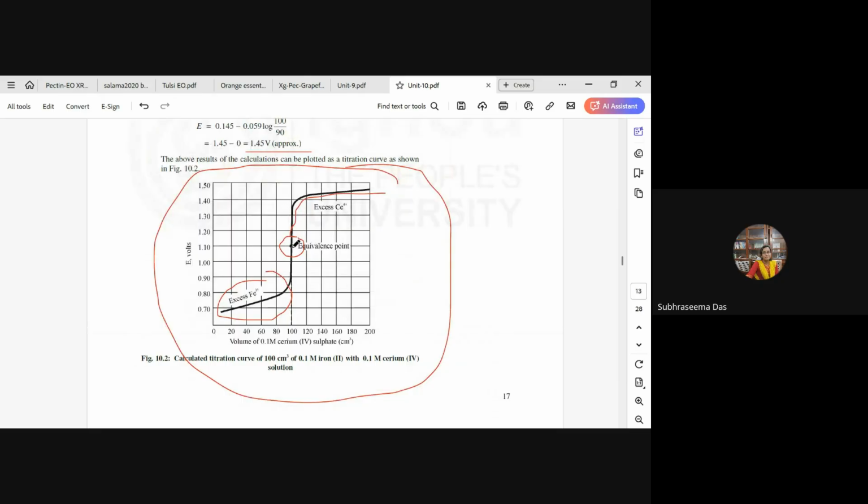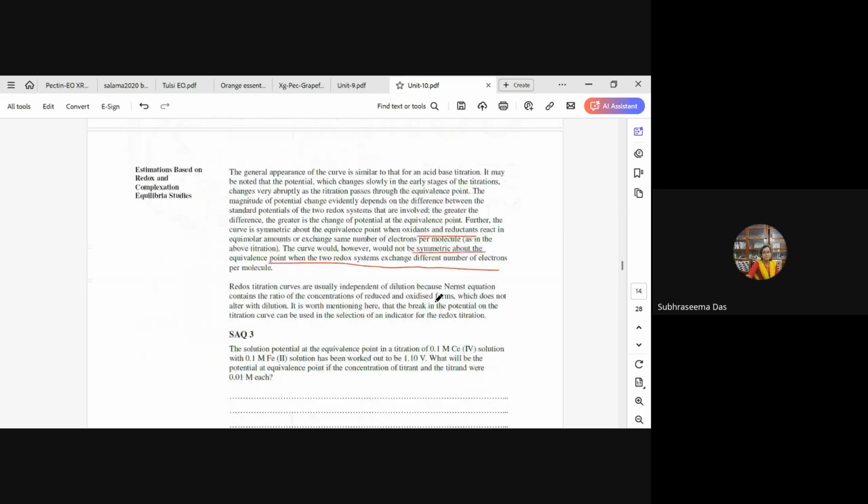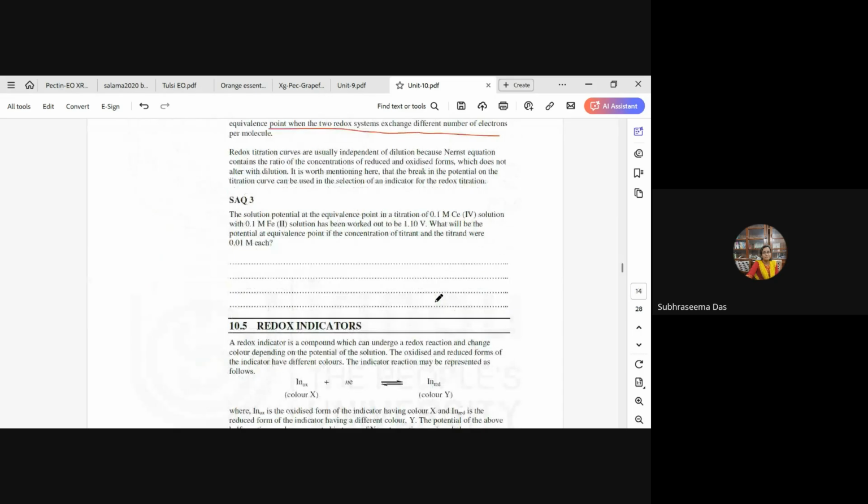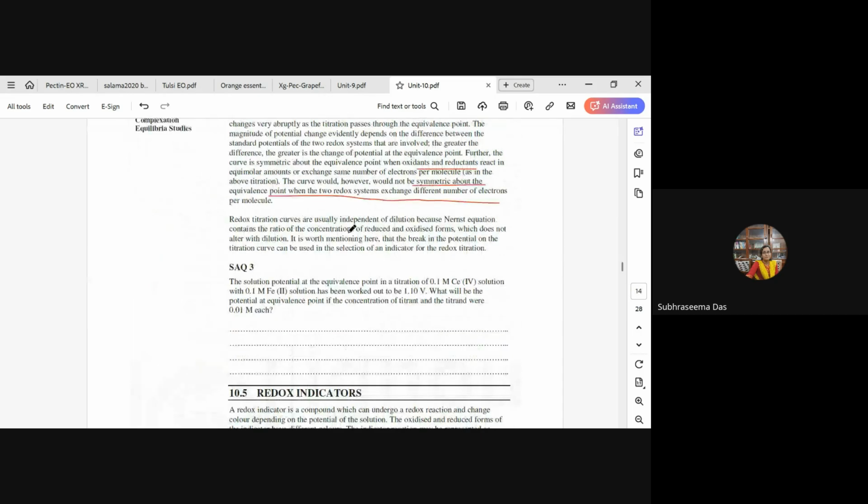Here, beyond this equivalence point, the curve is symmetrical in nature. However, before the equivalence point is reached, the curve is not symmetrical. So redox titrations are usually independent of dilution, because the Nernst equation considers the ratio of the concentrations, and the ratio does not alter with dilution.